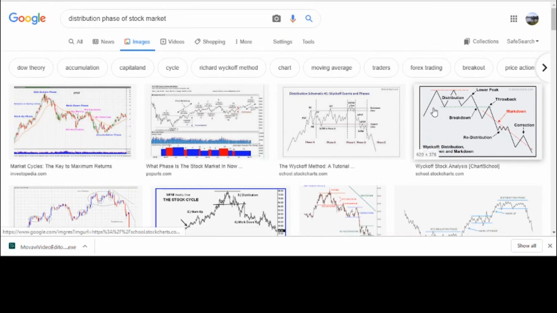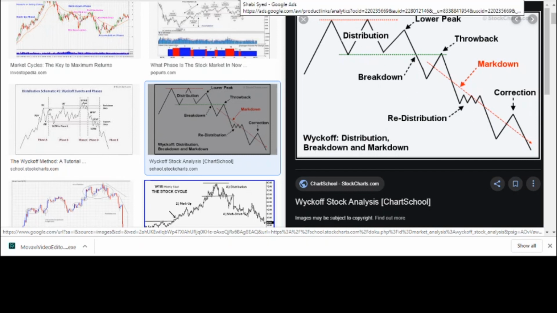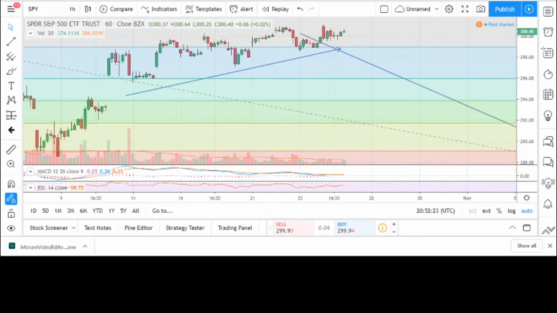So again, in this chart, you can see that it was going sideways, and then we had a lower peak, throwback peak, markdown, and correction. So this was a kind of distribution phase. But how are you actually going to know that right now the market is in distribution phase? If I'm saying right now the market is in distribution phase, which means the next pattern is going to be a bearish one and not a bullish one.